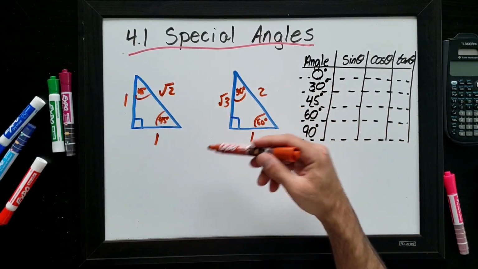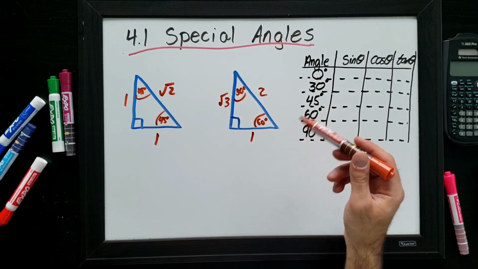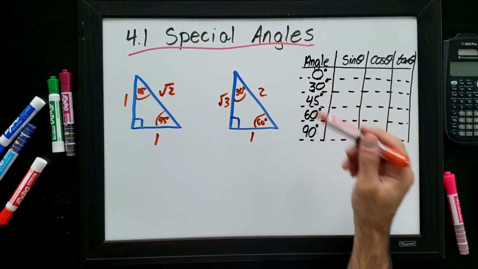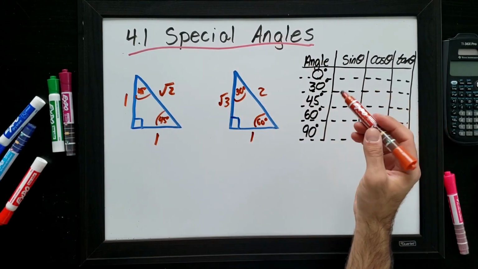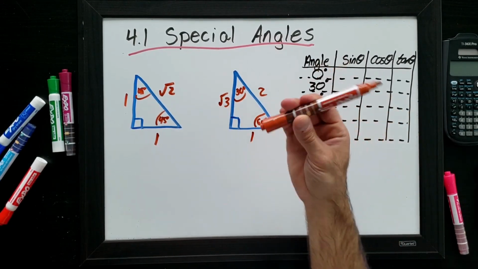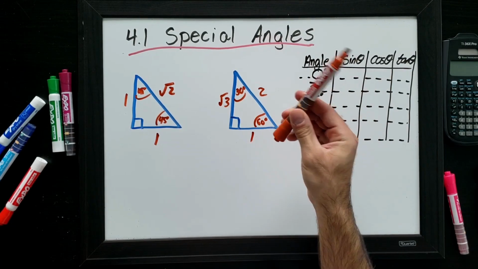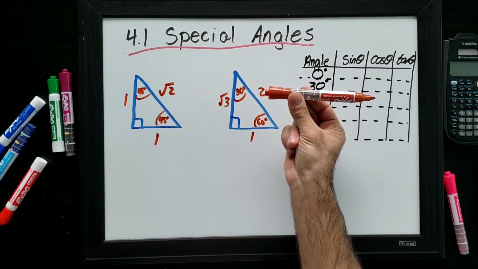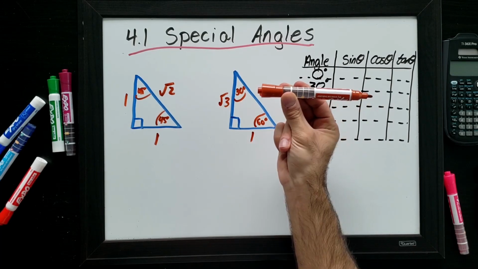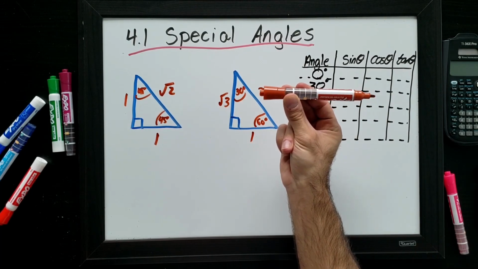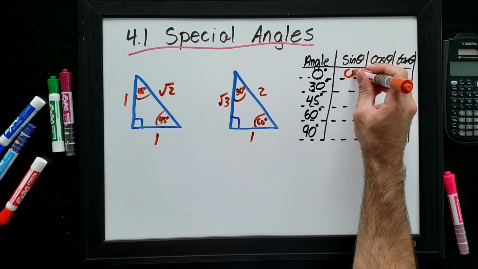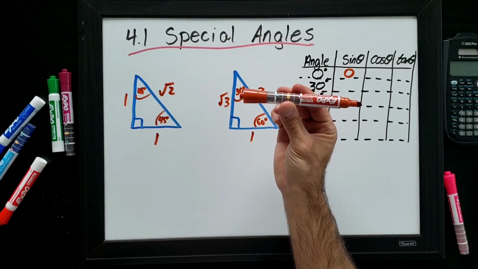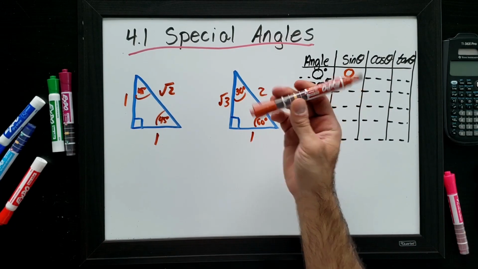Here I have 45, 30, 60, and I also have 90. But for the 0 and 90, I don't like to look at triangles to figure out these answers. So let's do the 0 and 90 first from 4.0. 0 degrees is here, as I'm rotating around that unit circle. 0 degrees is perfect horizontal distance, so sine, the vertical distance, is 0 here. On the other hand, cos is 1 because there's full horizontal distance here.